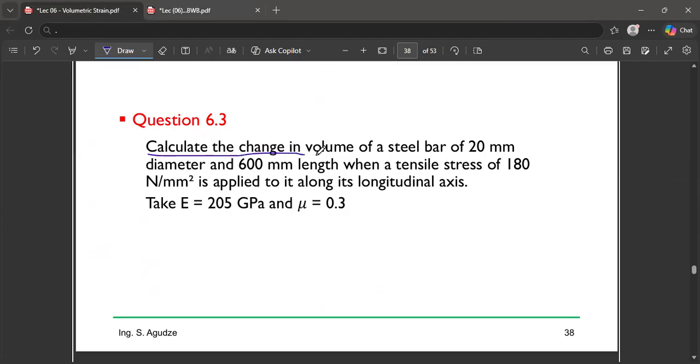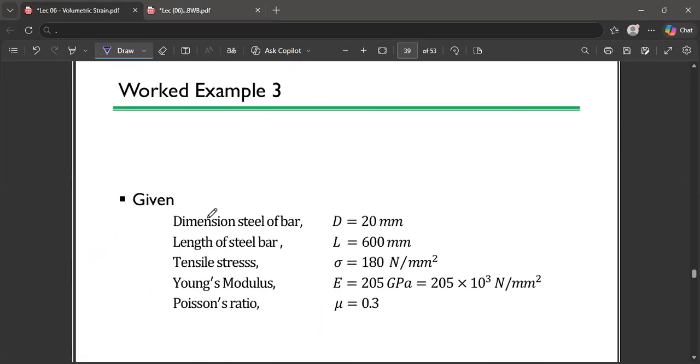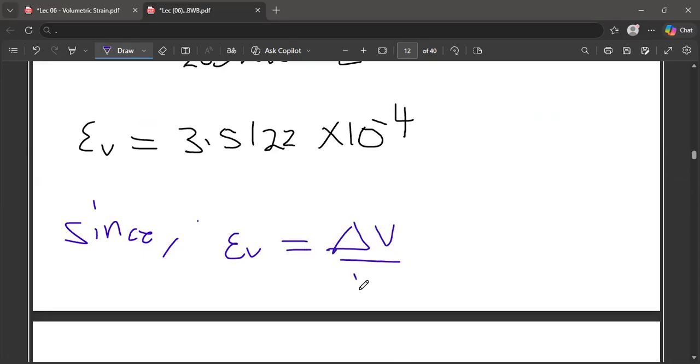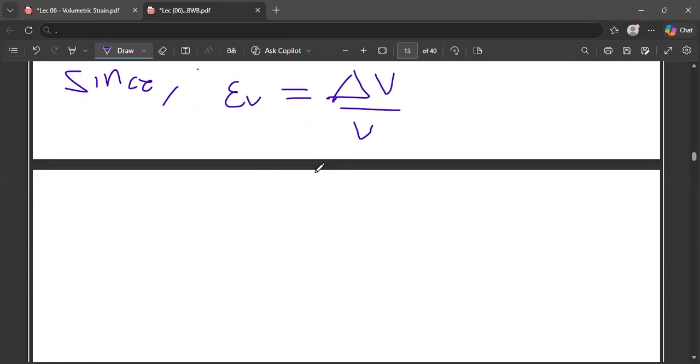Now that we know this, we can calculate our change in volume, because the question was asking us to calculate the change in volume of the rod. Since the volumetric strain is equal to the change in V over the original V, we can just do substitution to get the change in volume. We multiply the volumetric strain times the volume.